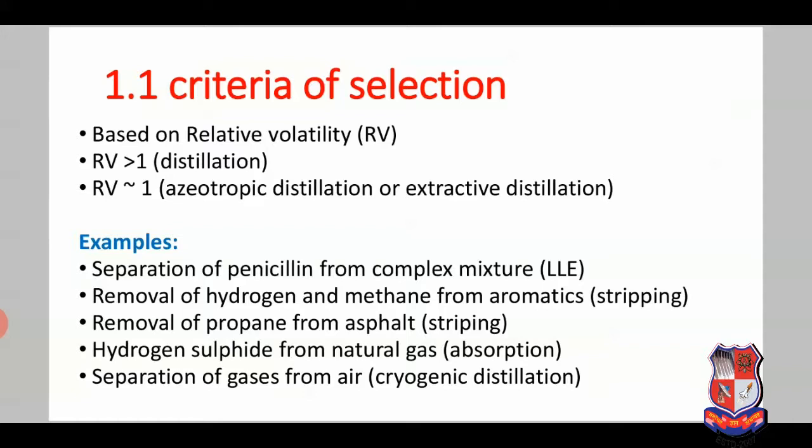Next is removal of propane from asphalt. That is also an example of stripping. Then for the separation of hydrogen sulfide from natural gas, absorption is used. So what is absorption? We have a gas mixture and from that gas mixture, if you want to remove hydrogen sulfide, then one external solvent is used and the hydrogen sulfide will get absorbed in that external solvent and thus separation will occur. And the last example is the separation of gases from air.